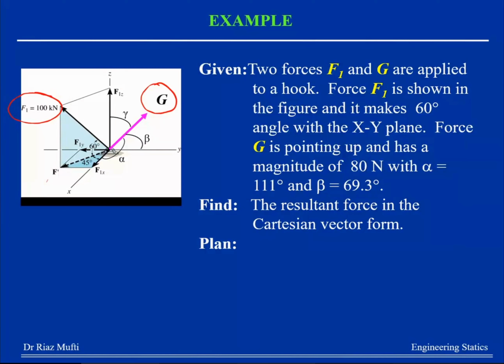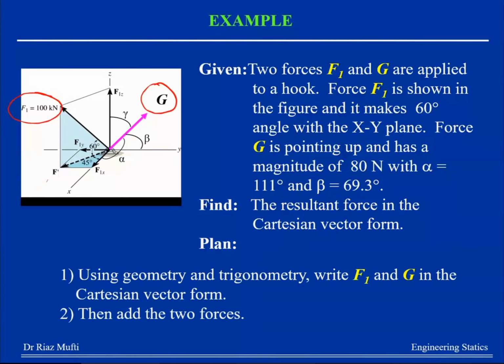I need to find the resultant in the Cartesian vector form. Is that the magnitude or the vector form? It says here vector form. If I ask you to find the magnitude of the resultant, I'm not asking you for the vector form. I just need to know the magnitude, the length of the vector. So in one example, you have two different approaches that you have to use.